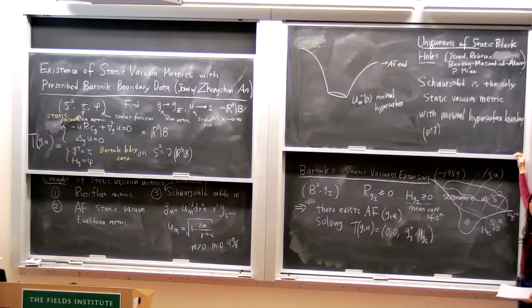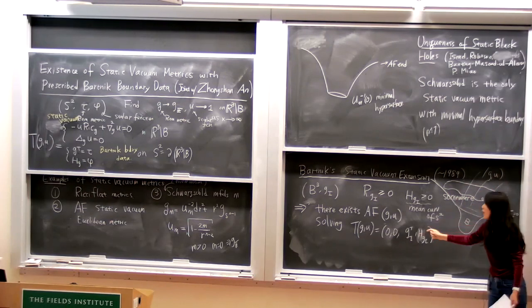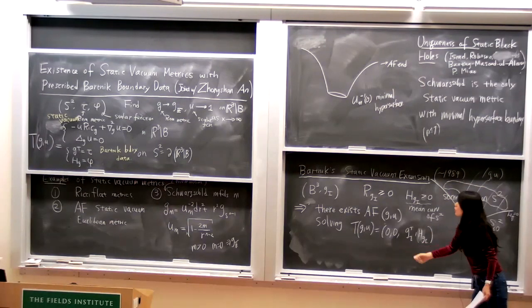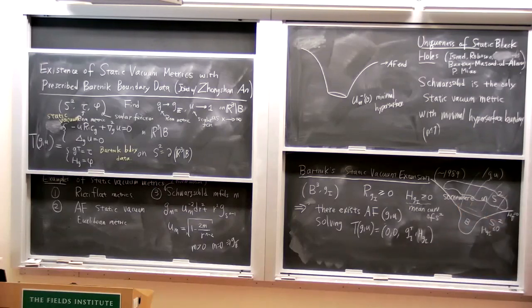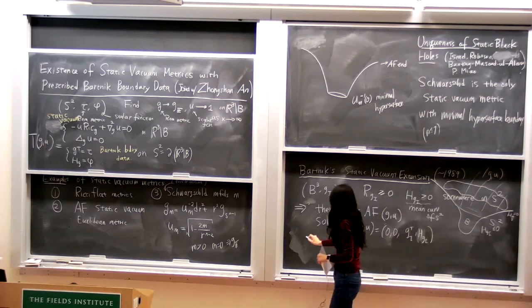But then by the uniqueness of static black holes, the exterior has to be Schwarzschild. And the static metric is analytic, so this is static, which means it coincides everywhere. So we must start with the Schwarzschild data, which tells you that you cannot prescribe this arbitrarily.